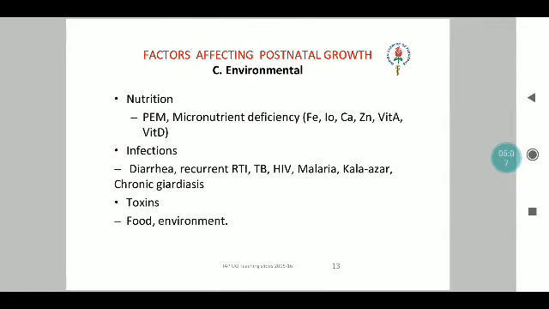Considering the environmental factors, nutrition is an important causative factor for affecting growth, specifically macro as well as micronutrient deficiency. Micronutrients namely iron, iodine, calcium, zinc, vitamin A and vitamin D. Vitamin A and D being fat-soluble vitamins, which I have explained separately in a different presentation.